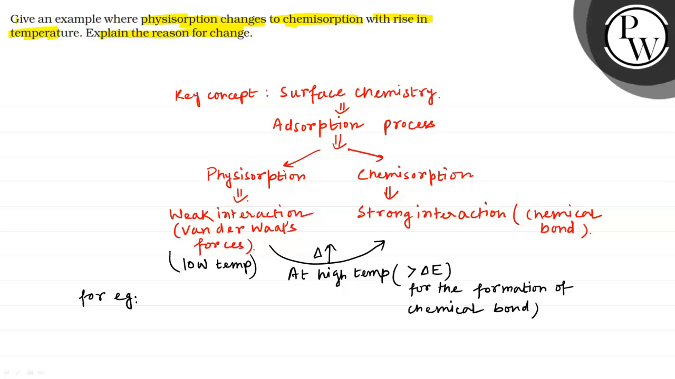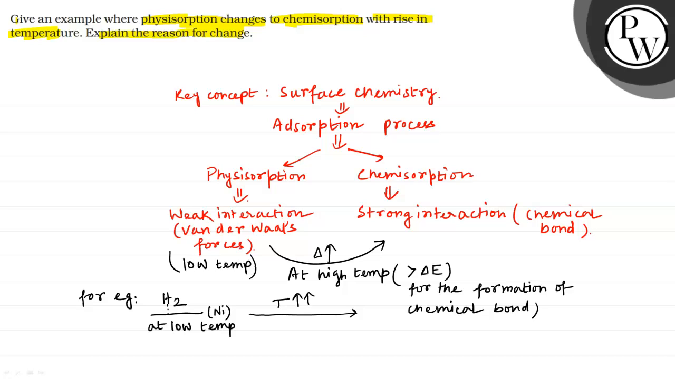Okay, so for example, the dihydrogen H2 molecule on the surface of nickel is first adsorbed by the physisorption process at low temperature. Okay, this is the physisorption process. At low temperature, the dihydrogen is first adsorbed on the nickel. This is the nickel surface, the metal surface, on which it is adsorbed by physisorption, weak van der Waals forces. Then when we increase the temperature, what happens?